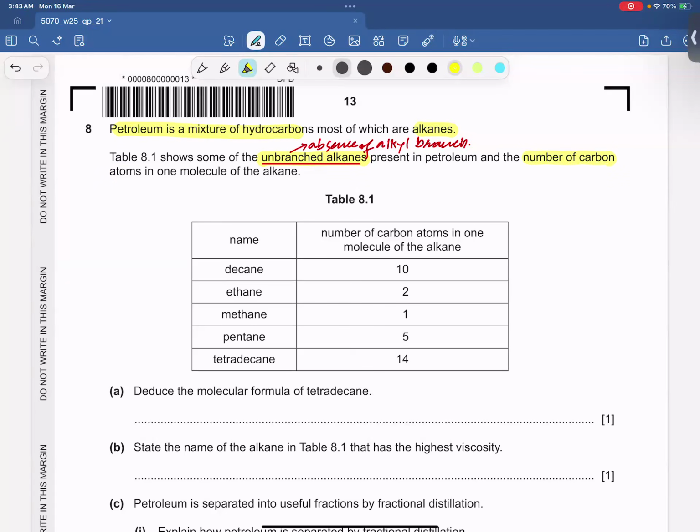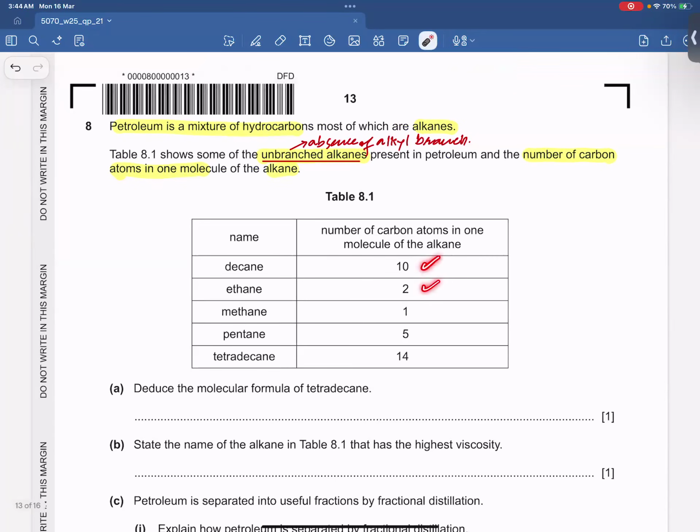And the number of carbon atoms in one molecule of alkane. So decane, ethane, methane, pentane, tetradecane. Deduce the molecular formula of tetradecane. Okay, that's an easy piece of thing.